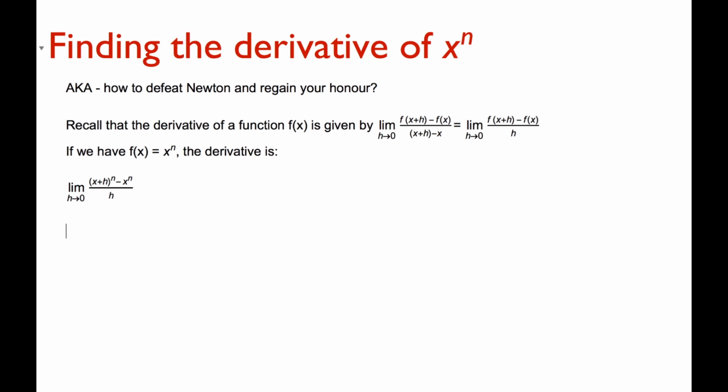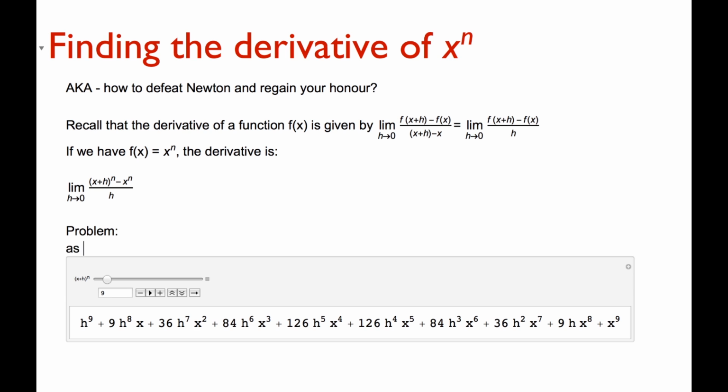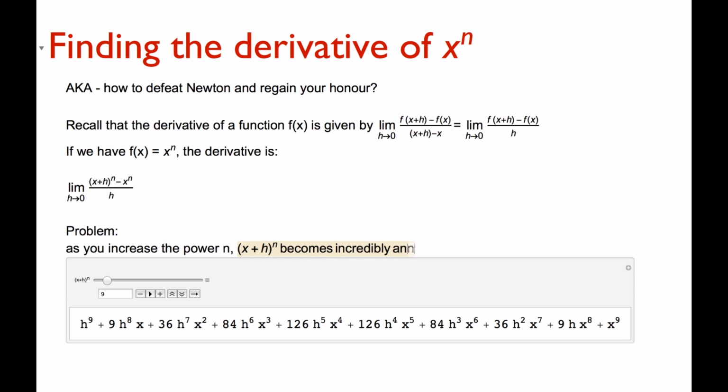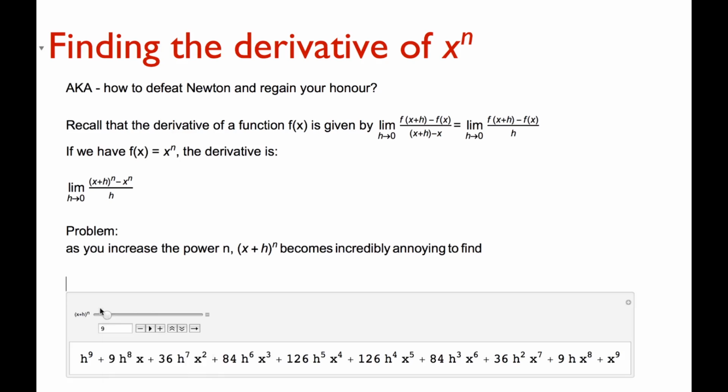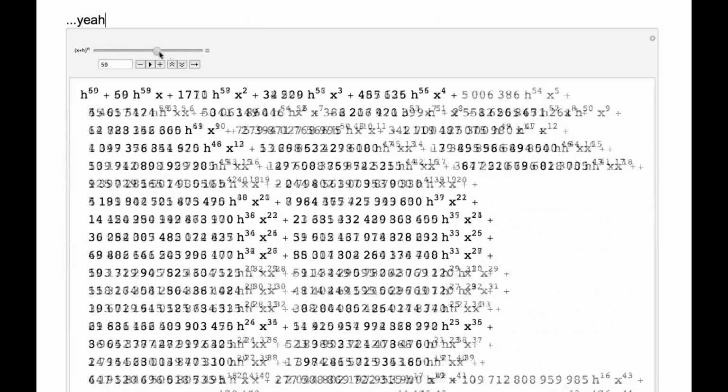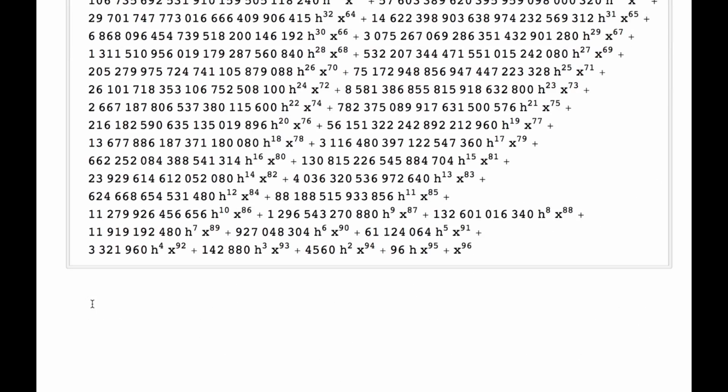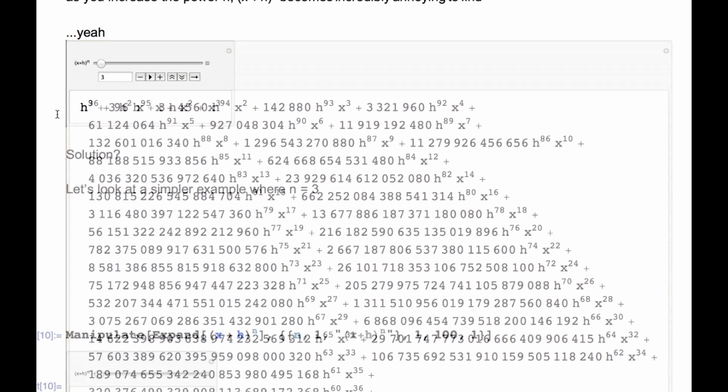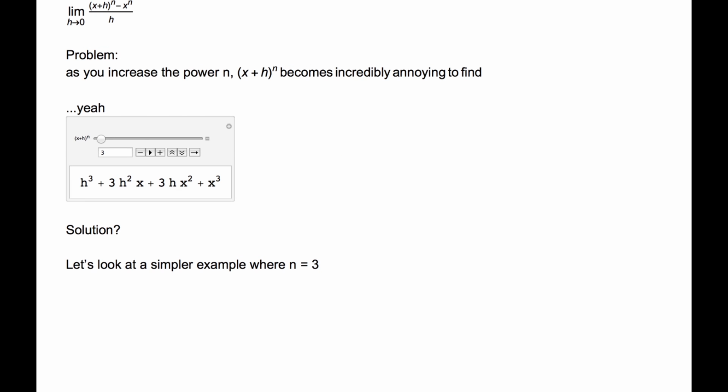And there's a problem that appears here because as you increase the power n, the expansion of x plus h to the n becomes incredibly difficult to calculate. In fact, let's just move that slider up to 100 and you can see this isn't something you're going to be able to achieve in one of your lifetimes. So what's the solution to this? Well, let's look at a simpler example. Let's just say that the power is 3. Okay, so we've got a nice 4-term expansion here.